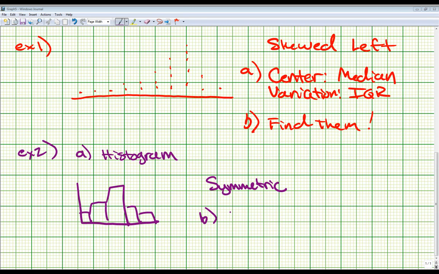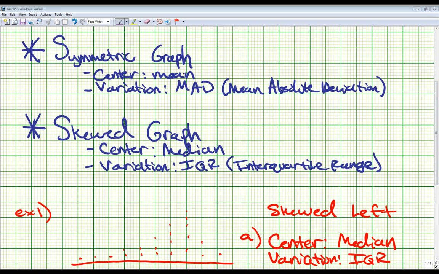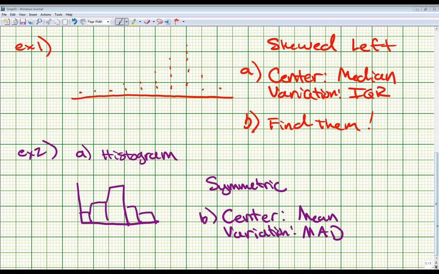And question B asks, what are we going to use for the center? And what are we going to use to describe its variation? So let's go back up here and remind ourselves what we wrote down. When the graph is symmetric, we're going to use the mean and the MAD. The mean to describe the center and the mean absolute deviation, or MAD, to describe its variation. And that's kind of all that this extension lesson is about. We don't have any on your owns to try, but we will have a very short assignment for this one. So we're done with the extension.